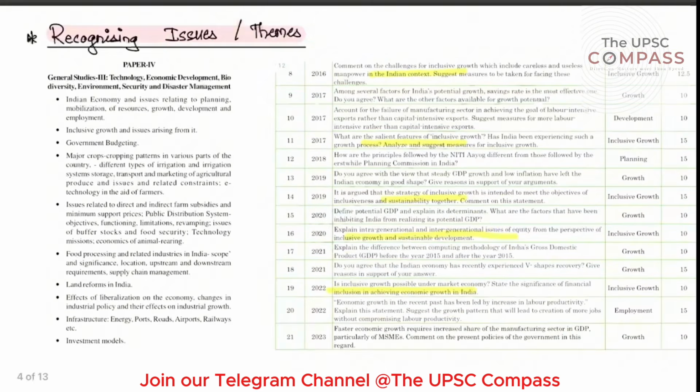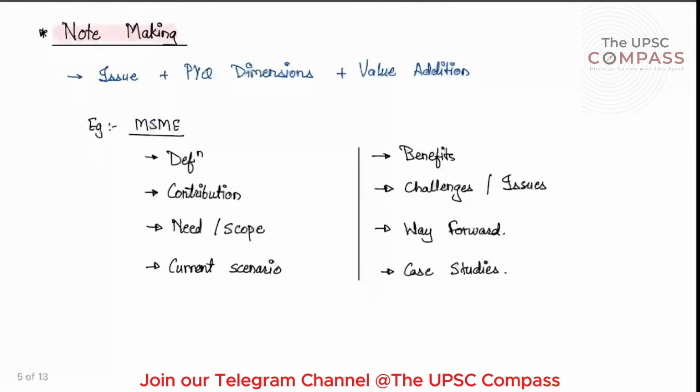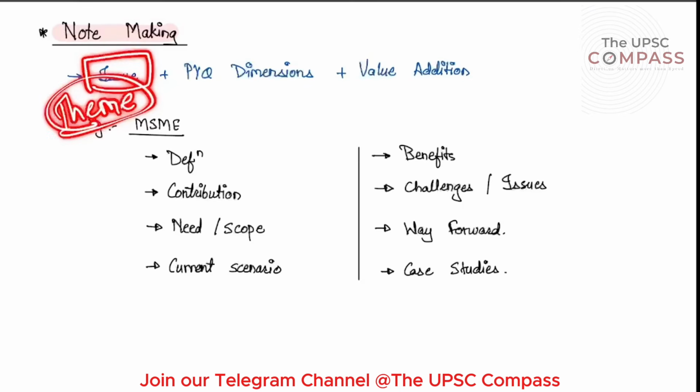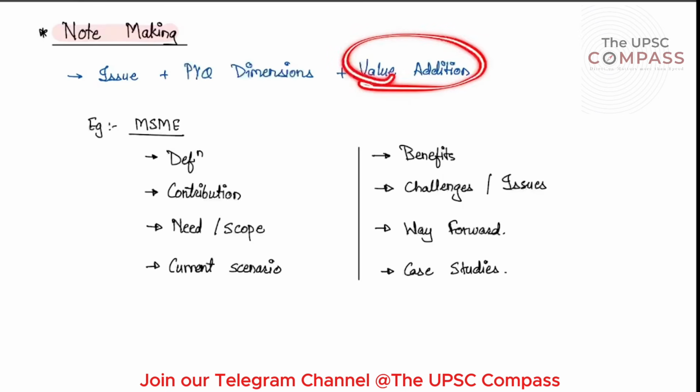So once you recognize the themes, recognize the issues that need to be prepared, the next thing to do for economics is to prepare the notes. Now, what are the things that you need to include in your notes is firstly the basic issue or the theme on which you will be preparing notes, then the various dimensions opened up by UPSC on that particular theme, on that particular issue through the previous year questions, and lastly value addition. For example, let us pick up MSME as a theme.